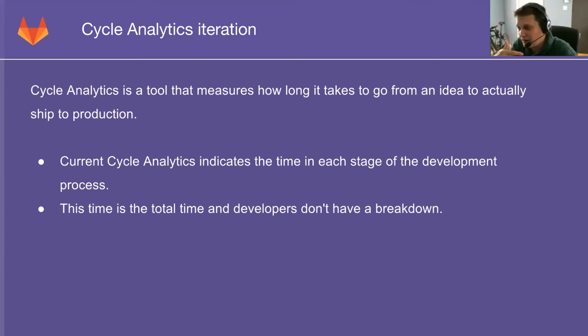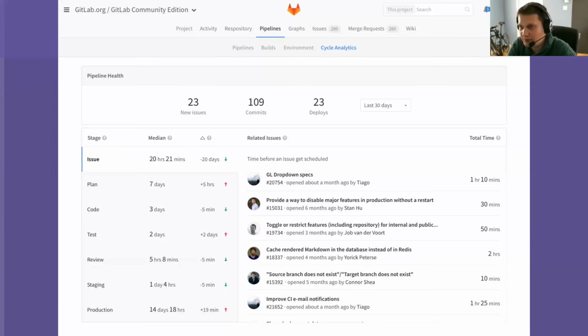However, this time is actually the total time for each stage, but developers don't have the breakdown of what's going on in each stage. So what we're going to do is, for each stage that we have in cycle analytics, basically issue, plan, code, test, and so on, we will display the relevant events that have occurred for each one of these stages, and also indicate the time it took for every single item. And then therefore we will have also the total time on the left.